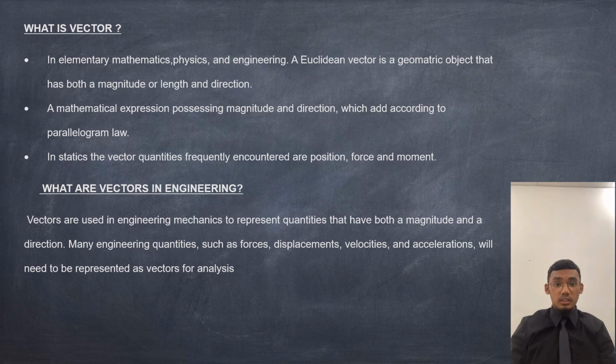What are vectors in engineering? Vectors are used in engineering mechanics to represent quantities that have both a magnitude and a direction. Many engineering quantities such as force, displacement, velocity, and acceleration will need to be represented as a vector for analysis.